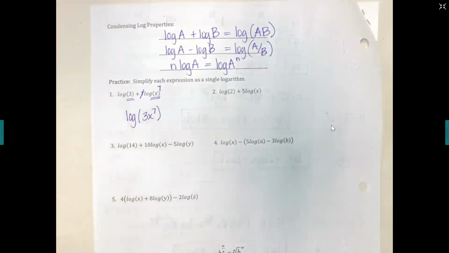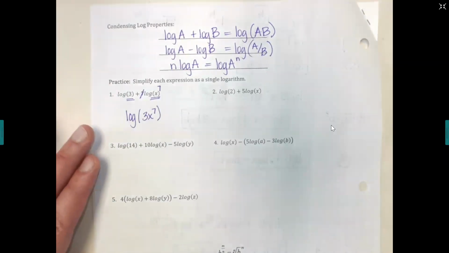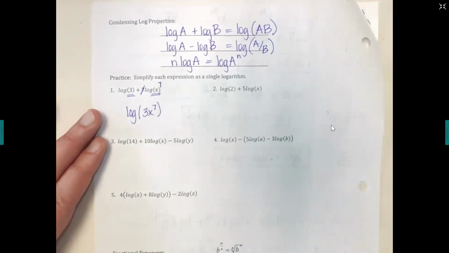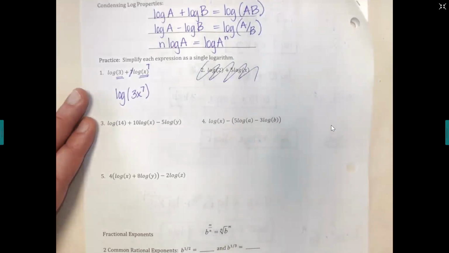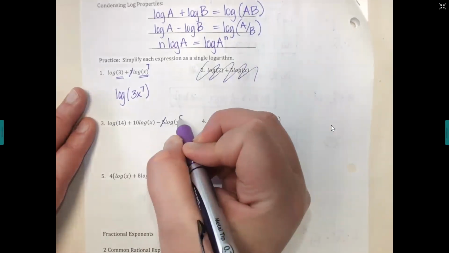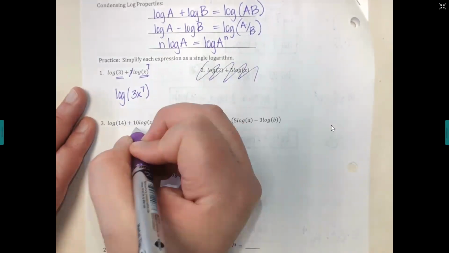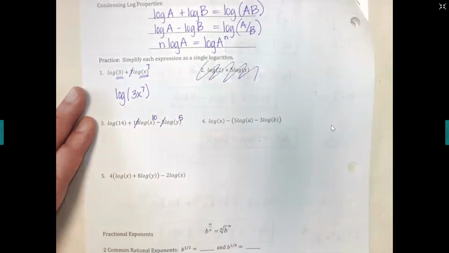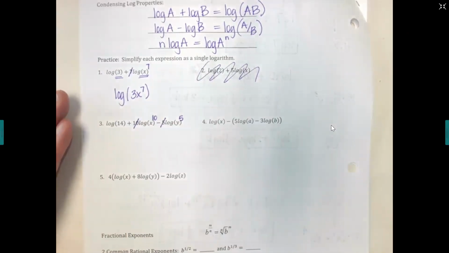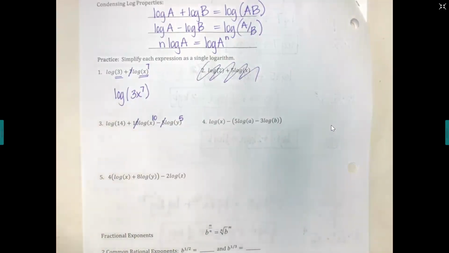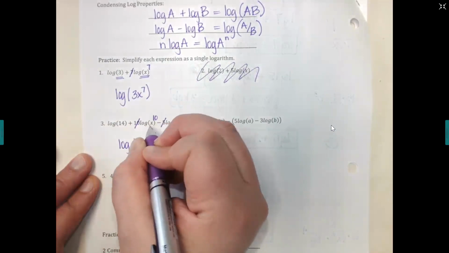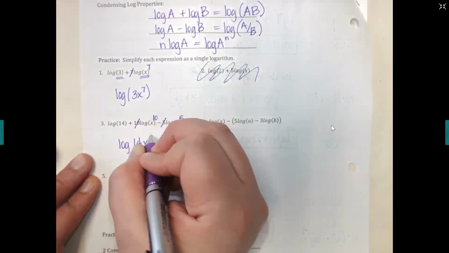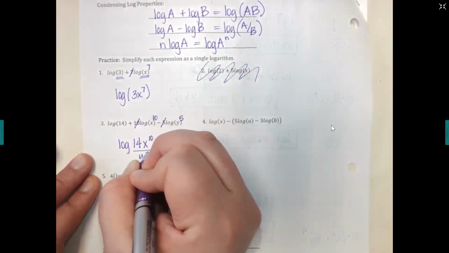Let's go down to number 3. We'll skip number 2. First thing I'm looking for is any numbers I need to push up. What numbers am I going to push up on number 3? I have a 5 that can jump up on the y. I have a 10 that can jump up on the x. Then from there, I want to combine them all back into the same log. It's going to be 14 times x10 divided by y5.